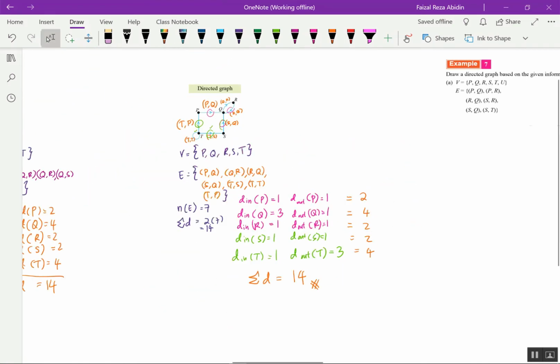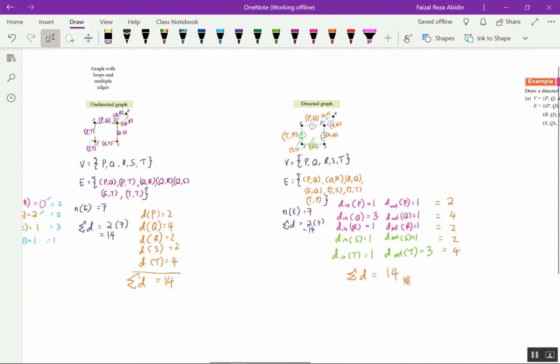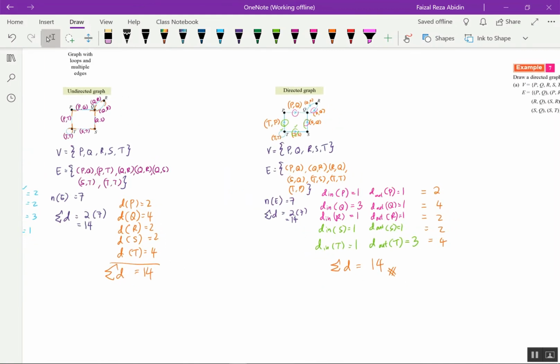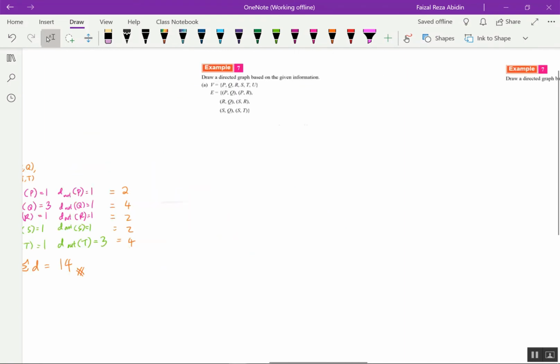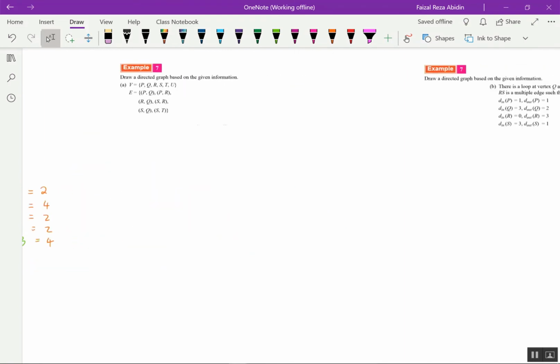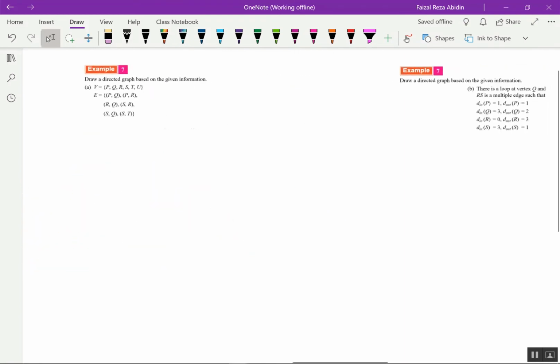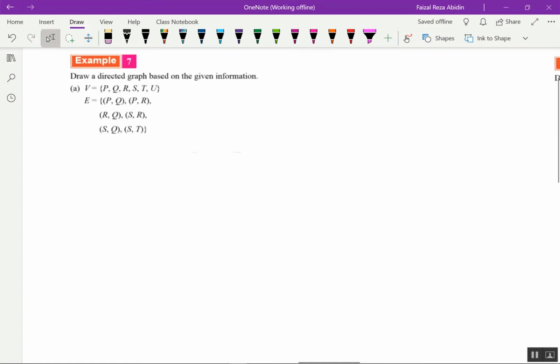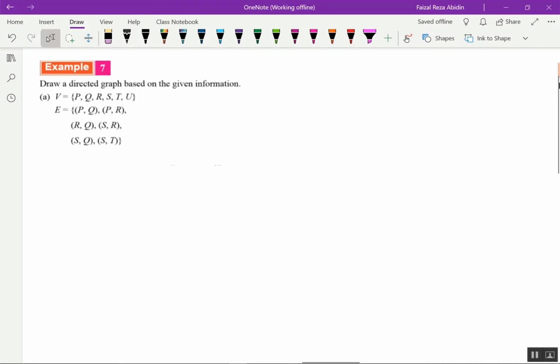Okay, this one is for our undirected and directed graph, for graph with loops and multiple edges. Now we are going to discuss our example 7. For example 7, if you look here, there are A and B. So I just put it differently. We're going to find the answer for A first. Draw a directed graph based on the given information.